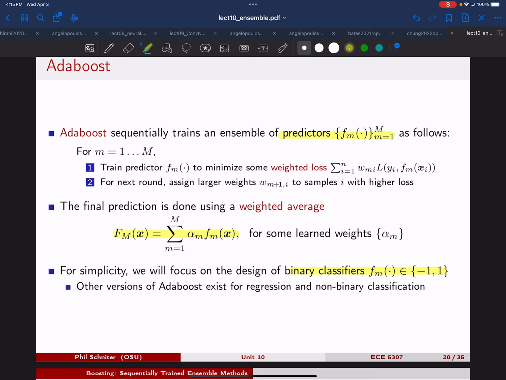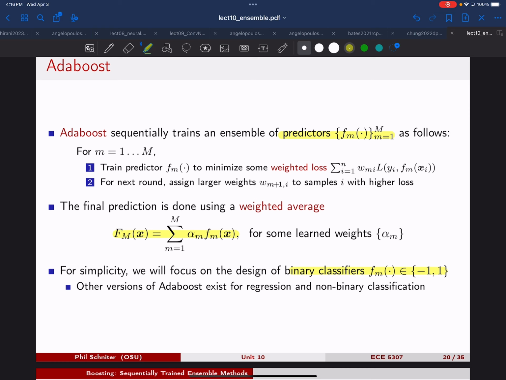Okay, yes? In this case, are you changing the hyperparameters each time in the model, or is it the same hyperparameters for every sequential model? I'm not sure what you mean by hyperparameters, but for example, let's say that f_m is a tree. So we have to design the whole tree. So the tree is the pattern of branching as well as the weights or the outputs for each leaf. Does that make sense? Yeah.